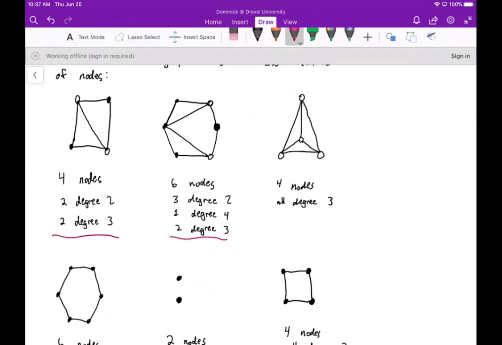And now here it looks like for 4 nodes, we have 2 that are even. For this 6 node graph, we have 3 that are degree 2 and 1 that's degree 4, so we have 4 even. And then for this 4 node graph, they all have degree 3, so this has 0 even.